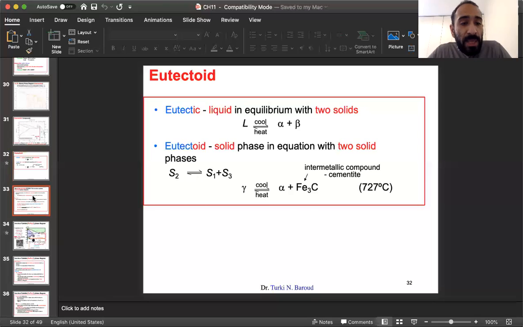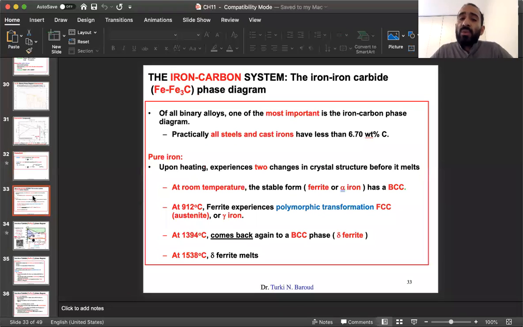This is very important because when you get into what's called the iron-carbon system, where we have the iron-iron carbide phase diagram, in that diagram we're going to have two important reactions. The first reaction is called eutectic, where you have a liquid transformed into two solids. And also you will have what's called the eutectoid reaction, where you have a solid transformed into two solids.